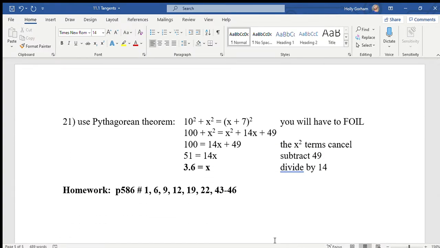Your homework is page 586, and you see the numbers that are listed there. This homework is going to be due on Monday, April 13th.